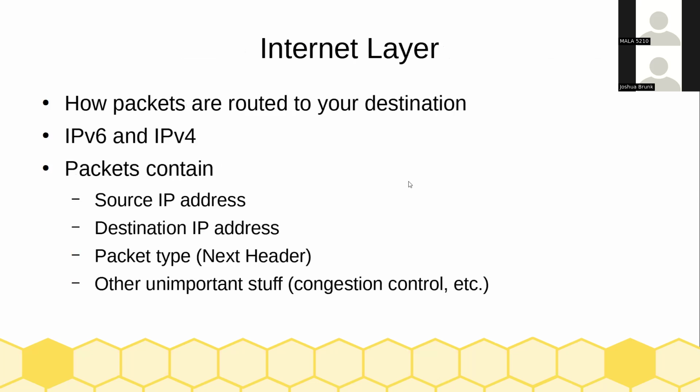We'll start at the internet layer, which is where packets are routed to their destination. Examples of protocols at this layer are IPv6 and IPv4. The most important thing you need to know is that this is the layer at which addressing on the internet happens. The packets here will contain a source IP address and a destination IP address, and other unimportant stuff that we don't really care about for the purposes of this lecture.